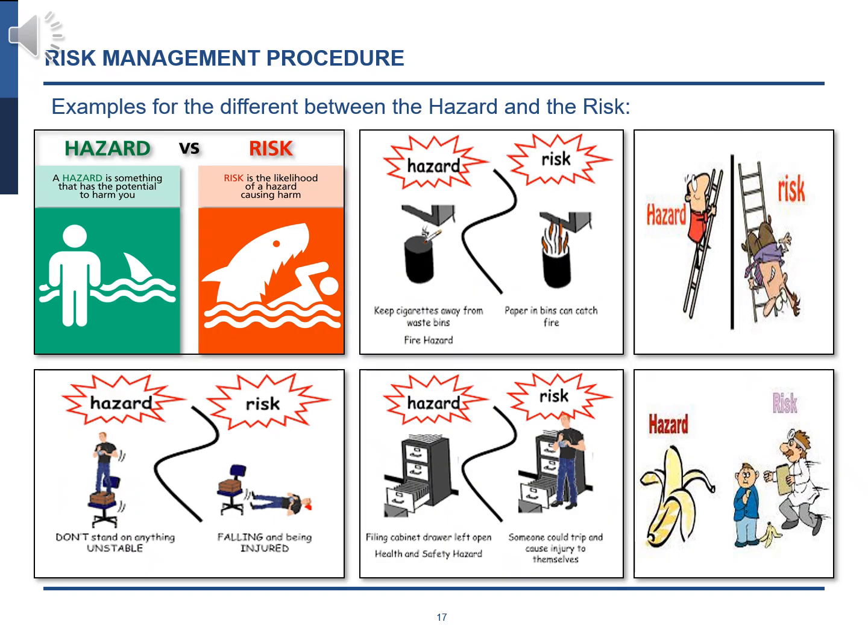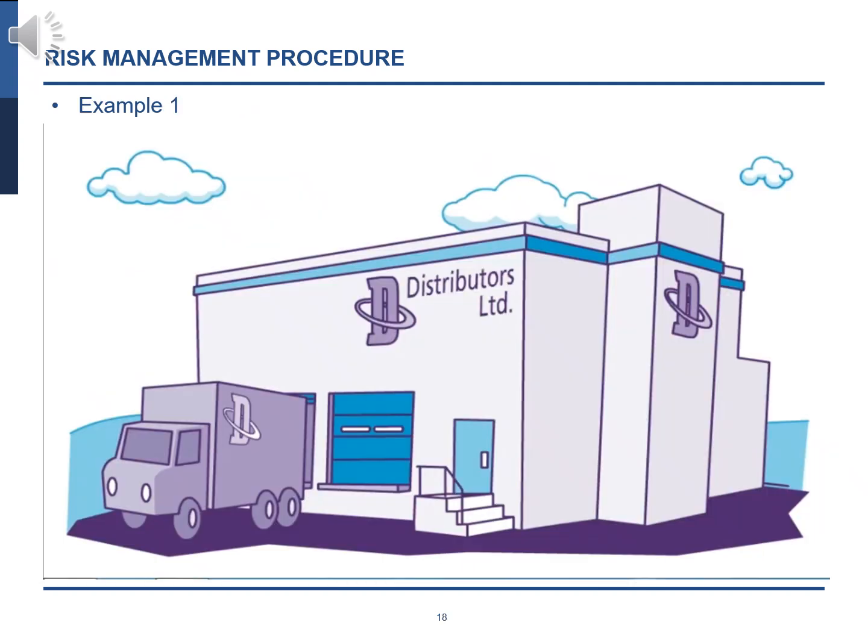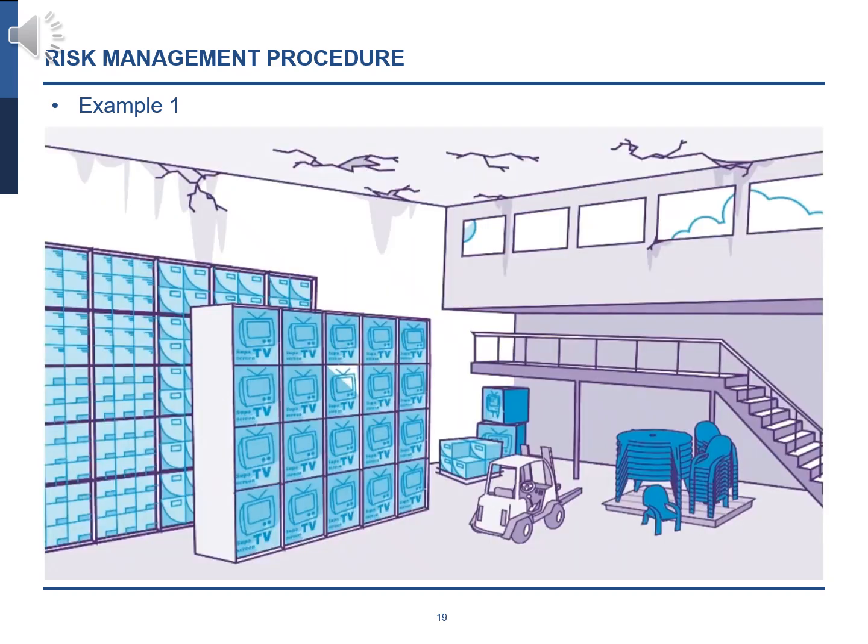Examples for the difference between the hazard and the risk. Example 1. In a distribution company's warehouse, visible cracks have appeared in the ceiling, and with rain expected soon, this presents a clear risk that must be evaluated. The warehouse stores various items, including televisions, TVs, plastic chairs, and tables.